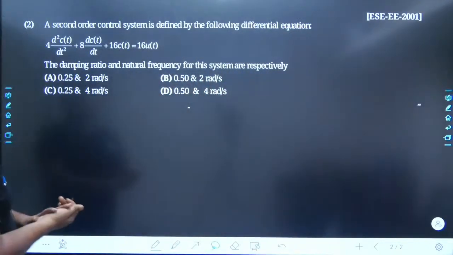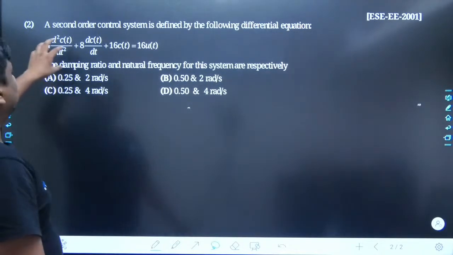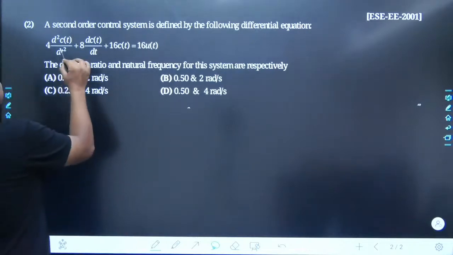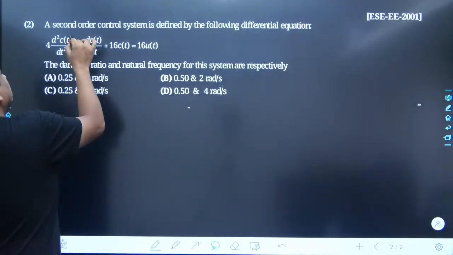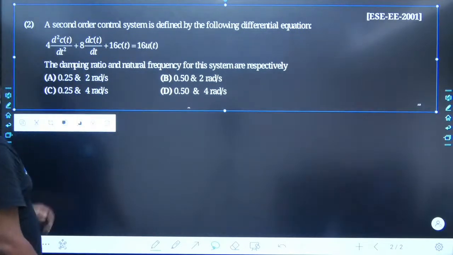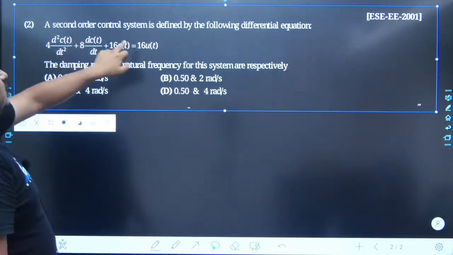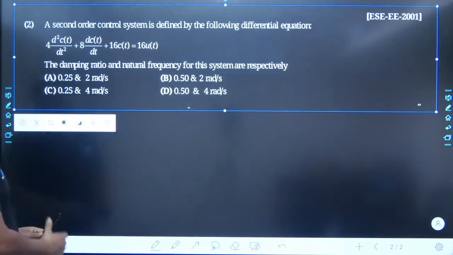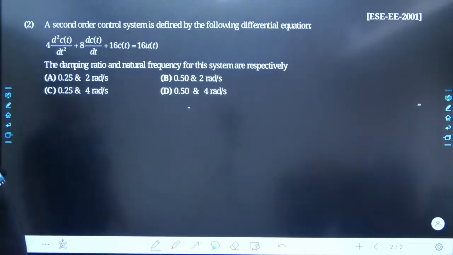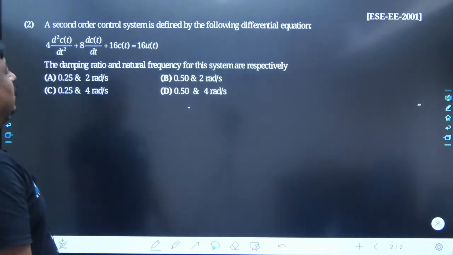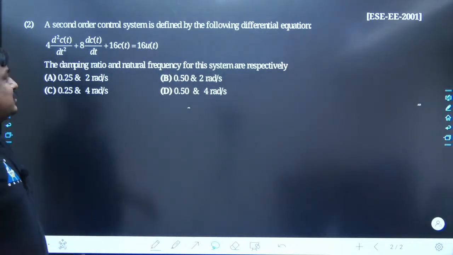The problem states a second order system. Yes, sir, it is a second order system. If you know a little bit about differential equations, the highest derivative defines the order of the system. So obviously it's going to be a second order system. The following differential equation: 4 d square c(t) by dt square plus 8 dc(t) by dt plus 16 c(t) is equal to 16 u(t). The damping ratio and the natural frequency for this system are, respectively, the 4 different options attached along with this problem.